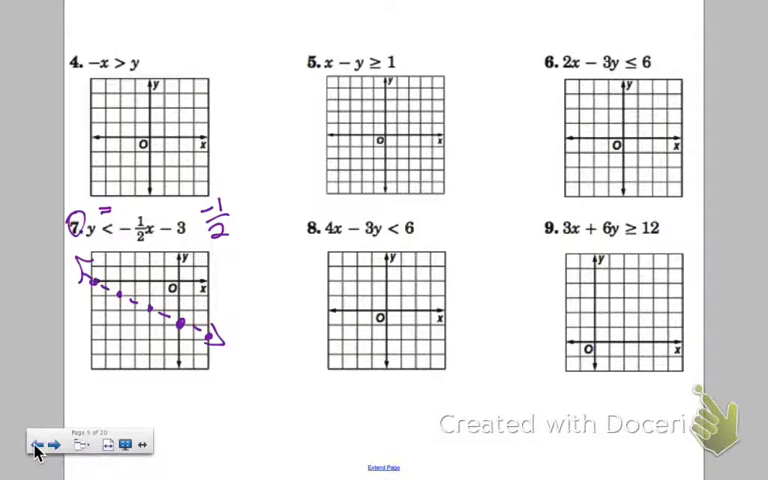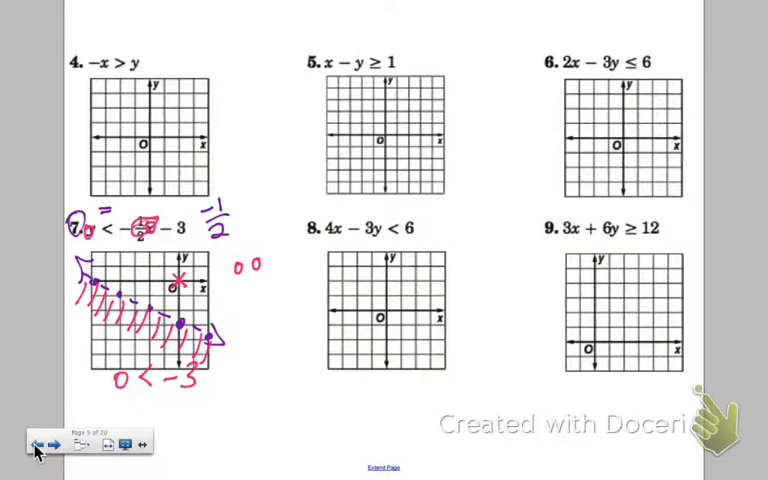Test a point. The easiest point to test is 0, 0, so you plug in 0 for y and 0 for x. And that gives you 0 is less than negative 1/2 times 0, which is just 0, minus 3. So 0 is not less than negative 3. That's false, which means I shade on the opposite side of the line.